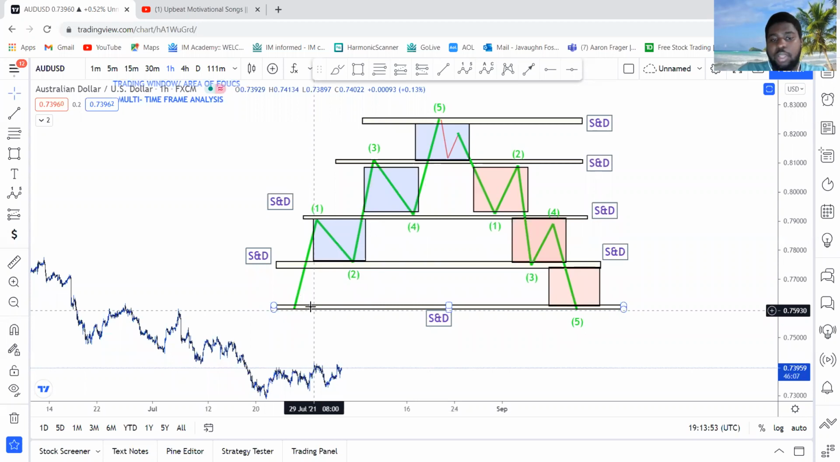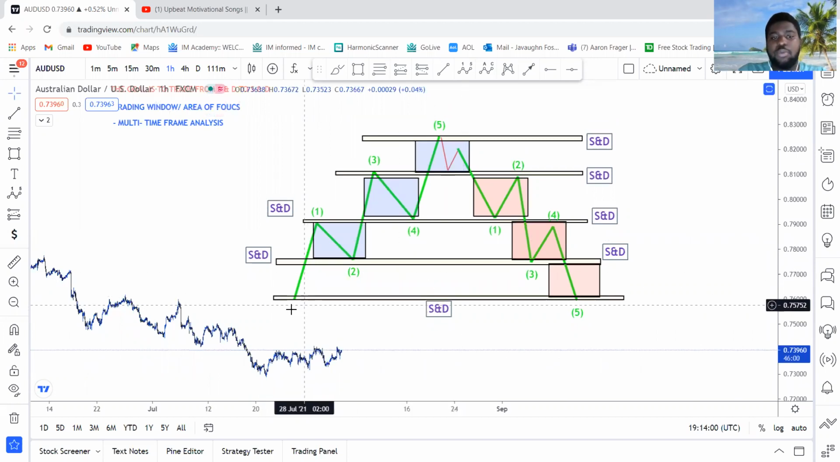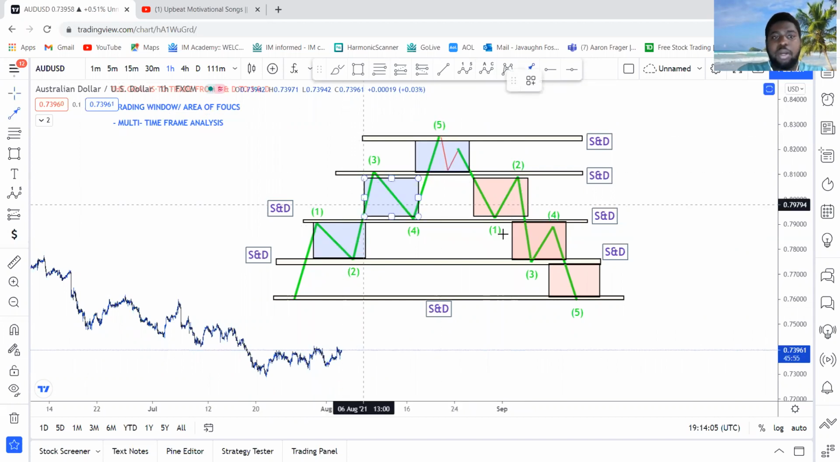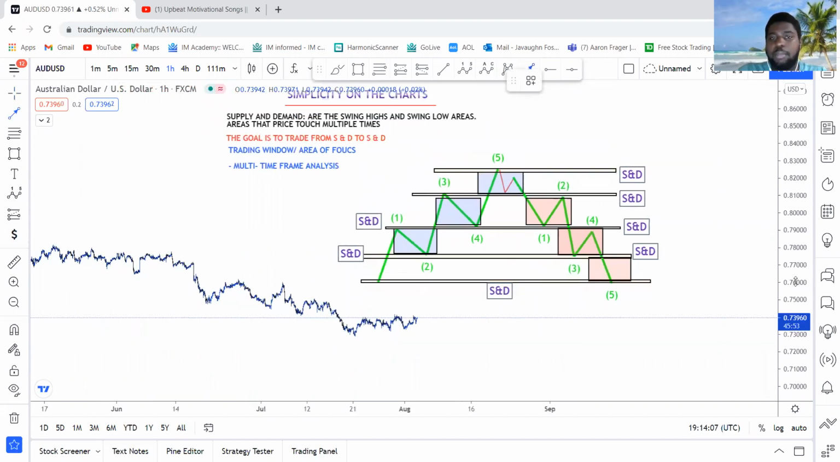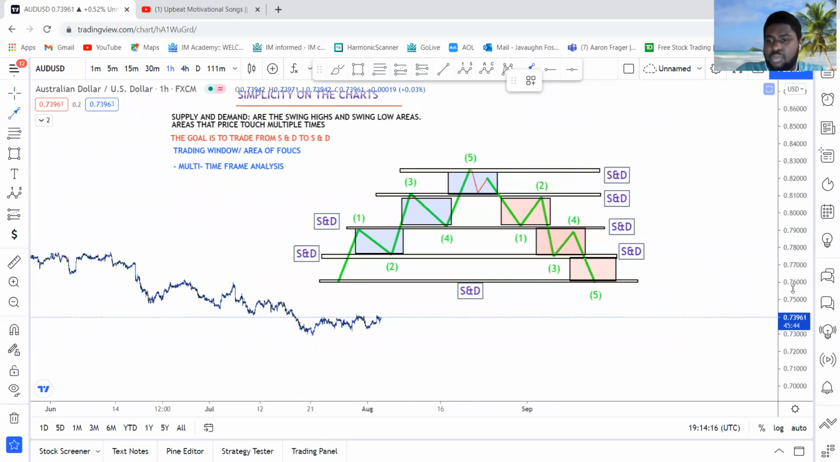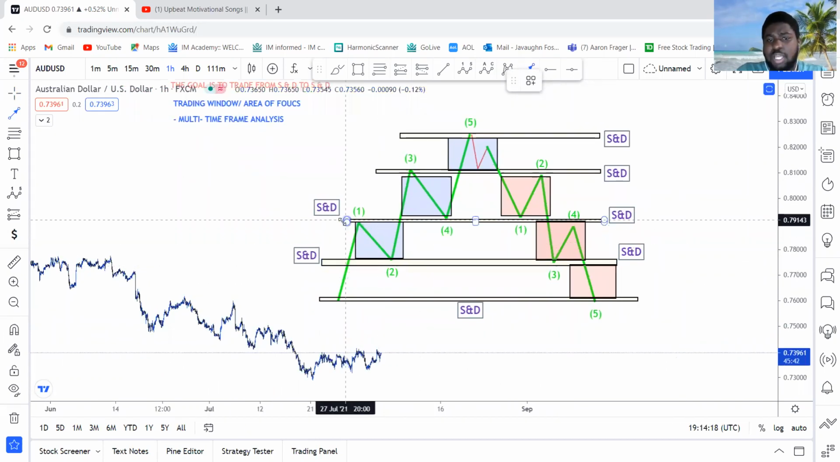So when we look at a market and its moves, markets tend to move in waves. When we look at a market moving from level to level, these peak areas are what we're talking about when we mention supply and demand, right? As I mentioned right here, supply and demand are the swing highs and swing lows, areas that price touches multiple times. If you put a horizontal line there, from the past to the future, price may bounce off that area.